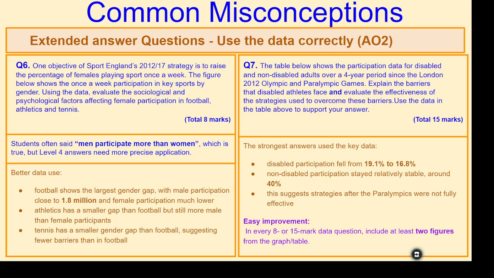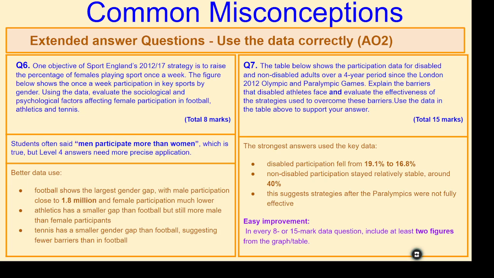Question 7. The table below, you don't have the table, but you can look in your exam paper, shows the participation data for a disabled and a non-disabled adult over a 4-year period in the London 2012 Olympic and Paralympic Games. Explain the barriers that disabled athletes face and evaluate the effectiveness of strategies to overcome these barriers. Use data in the table above to support your answer.